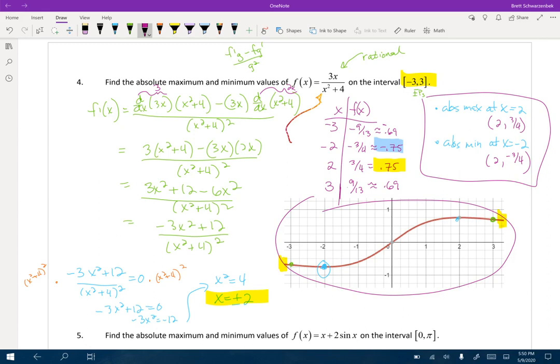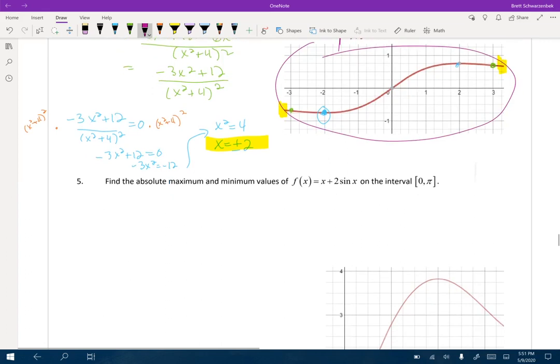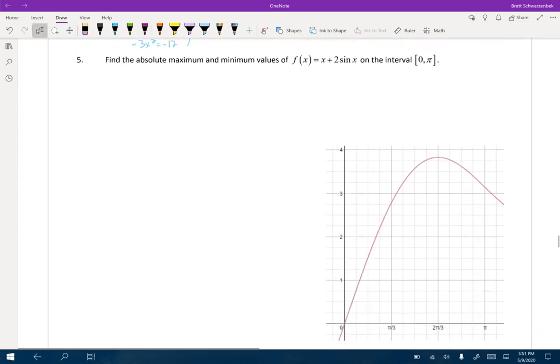Now note, your absolute min is at -2, so I just noticed that. So this is a -2. So just be aware of that when you're doing the problems. This can be a little bit more challenging when you're not seeing the graphs.